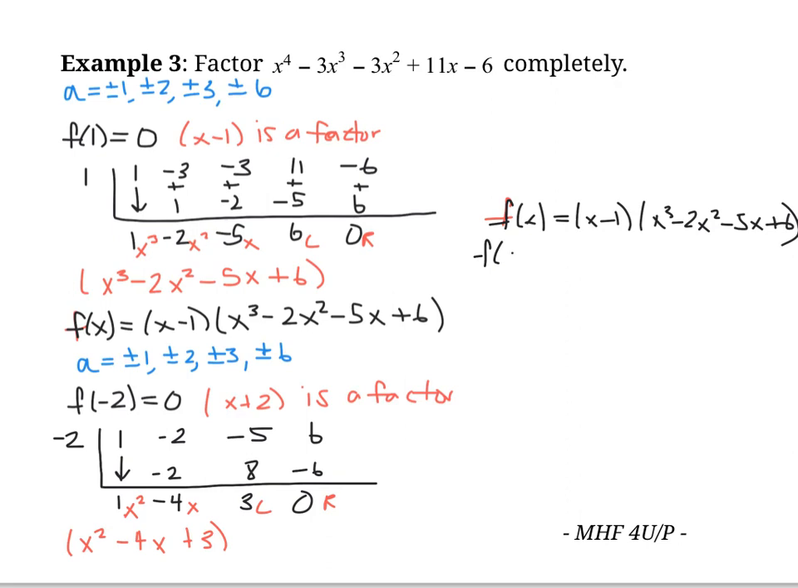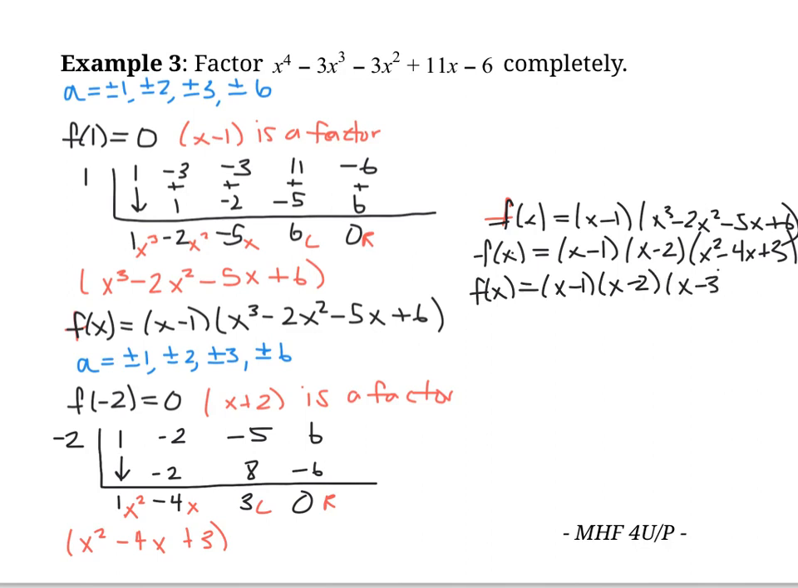So f of x is also equal to x minus 1, and then we broke this up into x plus 2 times this trinomial, x squared minus 4x plus 3. Can we break this up any more? Are there two numbers that multiply to 3 and add to -4? Of course there are: -1 and -3. So we can keep on factoring this. We have f of x equal to x minus 1 times x plus 2 times x minus 1 times x minus 3. We've got two x minus 1 factors, so we can rewrite that as x minus 1 squared. So our final factored form is x minus 1 squared, x plus 2, x minus 3.